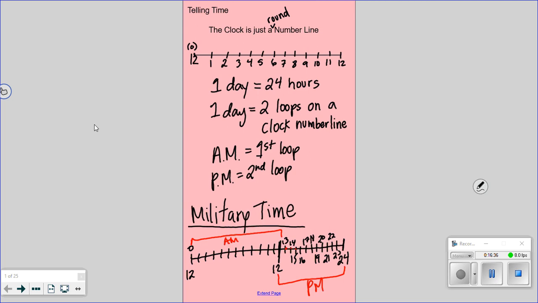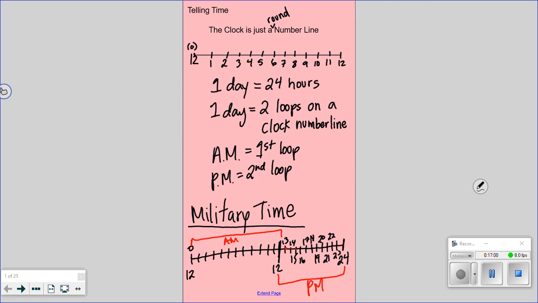What if I was talking about midnight, the very end of my second loop? What time would that be? Emma? 24. All the way at the end.